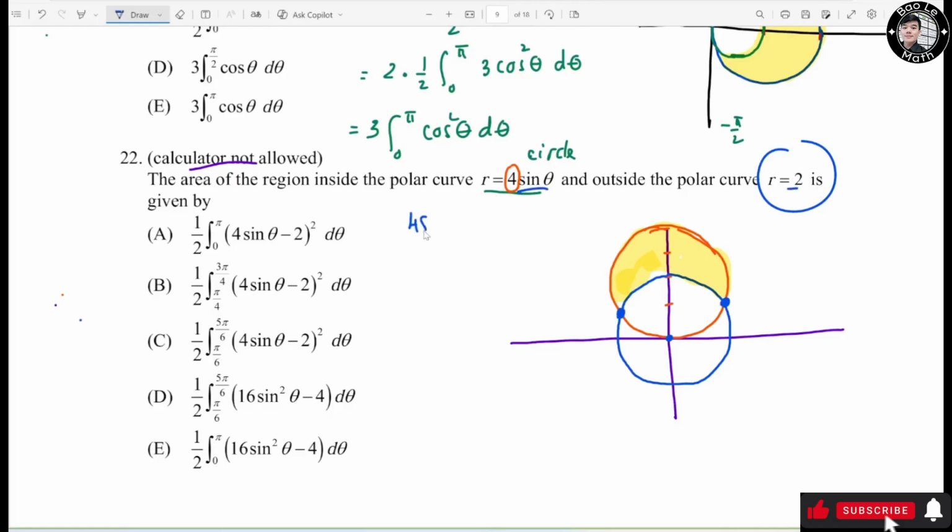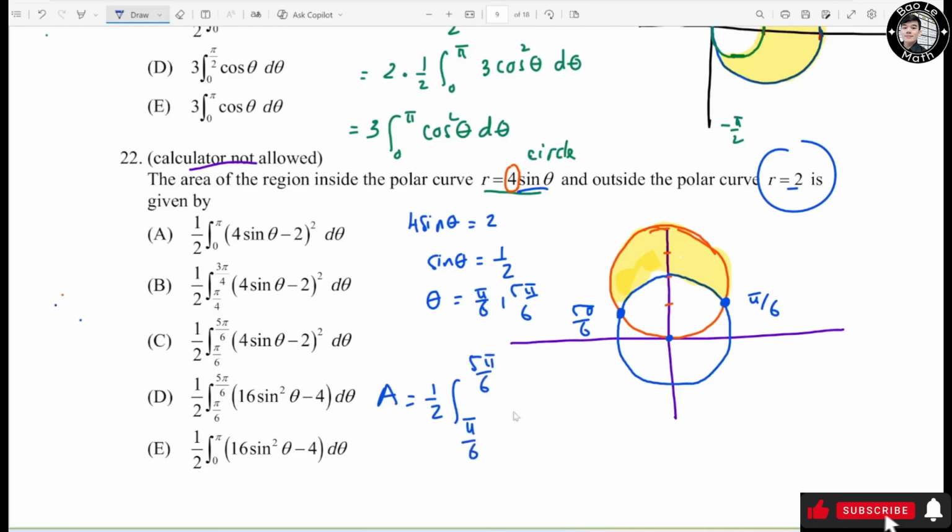So we have 4 sine theta equals 2. Sine theta equals 1/2, right? And theta equals pi over 6, 5 pi over 6, right? This one is 5 pi over 6, this one is pi over 6, right? So the area equals 1/2 integral from pi over 6 to 5 pi over 6 of the outer radius.